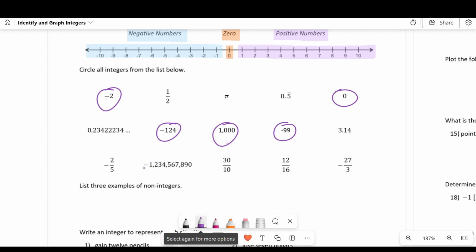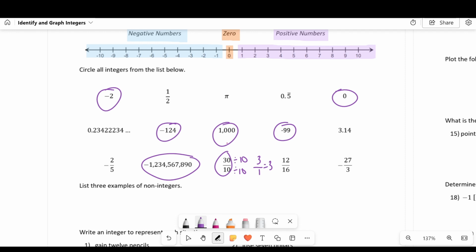What do you think about this one? Yes or no? 1,234,567,890. And again, that's negative. What do you think? Yep, that's an integer. Now here we have a fraction, but I can reduce it. I can actually divide by 10 on the top and the bottom, and I get 3/1, which is the same as 3. And 3 is an integer.